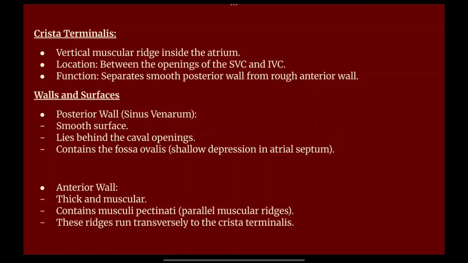Now the walls and surfaces of the right atrium. The posterior wall is smooth, as we read here. So the smooth surface lies behind the caval openings, that is, the superior vena cava and inferior vena cava. Behind the superior and inferior vena cava is the posterior wall. This posterior wall is called sinus venarum, which is a smooth wall, and it contains the fossa ovalis. We'll be learning about fossa ovalis in future. Just know the fossa ovalis is present here.